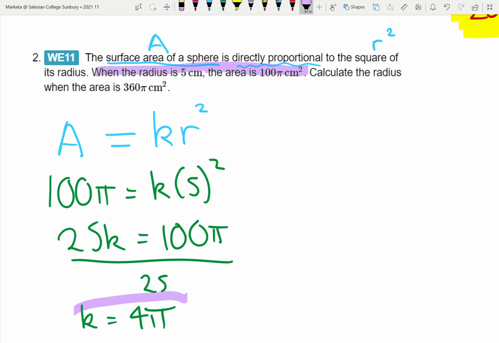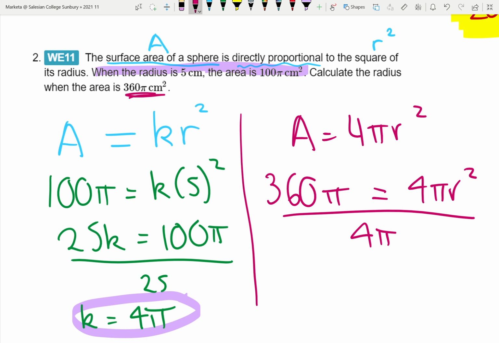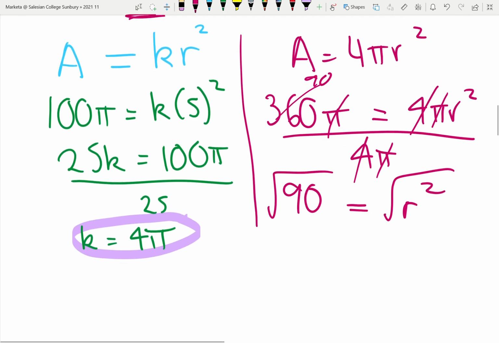So now that we've got this k value, we can rewrite the formula as A equals 4 pi r squared. So now we can just find out the value of r by subbing in this value, 360 pi, for the area or surface area, equals 4 pi r squared. Let's divide everything by 4 pi because I'm looking for r, and the pi's will cancel, and 360 divided by 4 is 90, equals r squared. So r squared equals 90, and now we just take the square root of both sides. And of course, if we're square rooting something we would have plus or minus, but because this is talking about a radius, we're only going to deal with the positive.